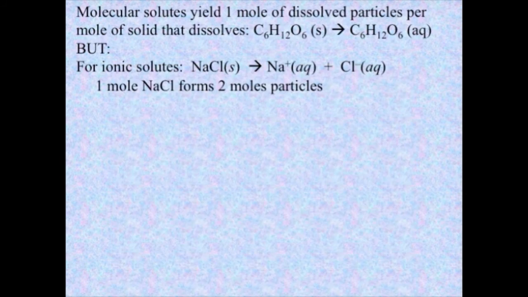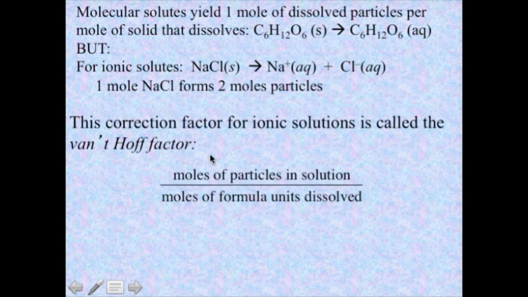Molecular solutes yield 1 mole of dissolved particles per mole of solid that dissolves. For example, solid sugar dissolves to form aqueous sugar. But for ionic solutes like sodium chloride, for every 1 mole of sodium chloride formula unit that dissolves, you get 2 moles of particles, sodium ions and chloride ions. 1 mole of sodium chloride forms 2 moles of particles. So there's a correction factor for this.